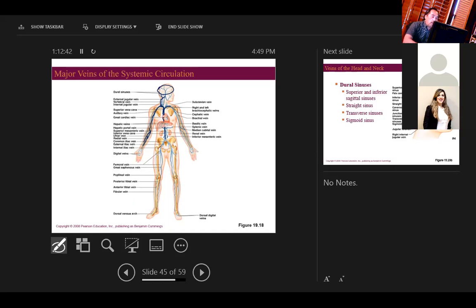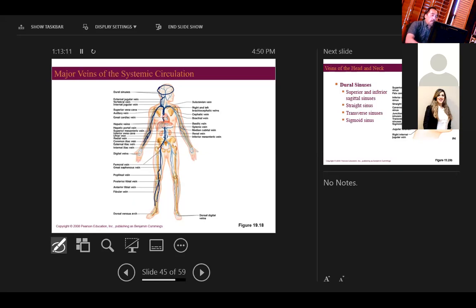Now I'm going to take a look at the tributaries that go to the inferior vena cava, and that is going to be the anterior and posterior tibial veins, which become the popliteal vein, and then it goes to the femoral vein, and from the femoral vein it becomes your internal iliac vein. The internal iliac vein is going to be called the common iliac vein, and then it goes to the inferior vena cava. So if you notice, they actually just follow the name of the artery.